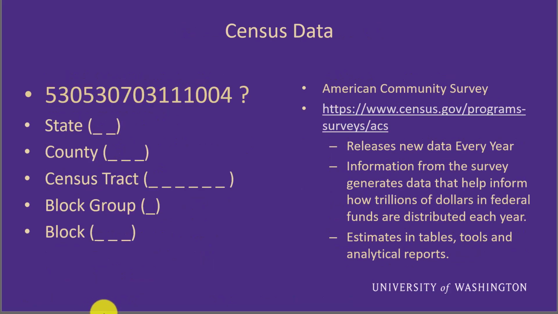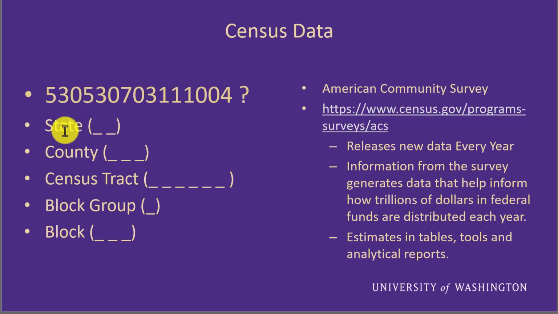Back to the census data. This code, or this number, it's 15 characters. It describes an exact specific location in Washington State within the United States of America. And the numbers are broken down, as you likely can guess, listed above with the state, county, census tract, block group, and block. That's how we locate the specific data.